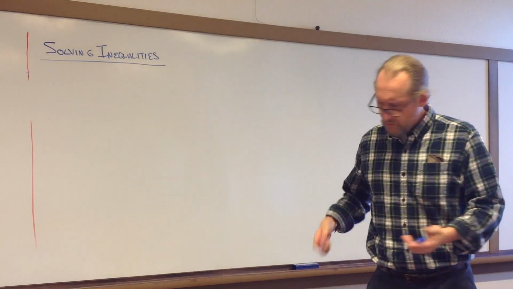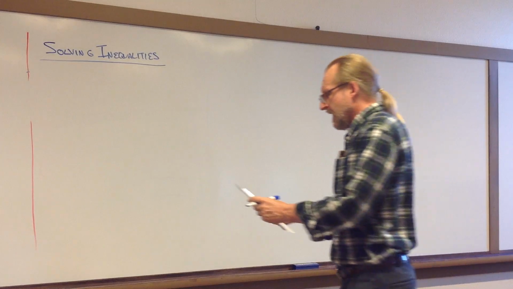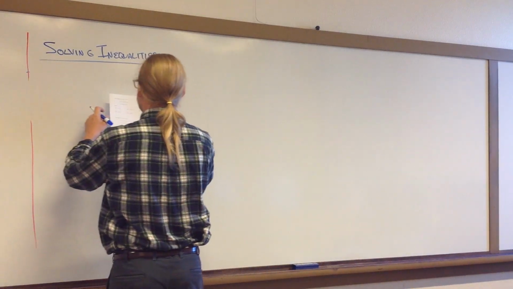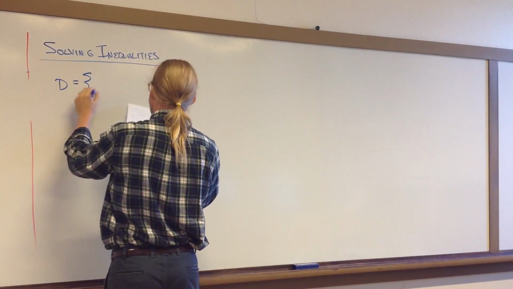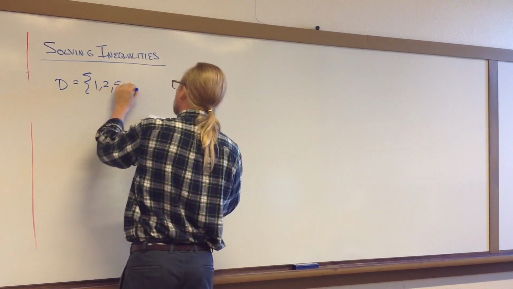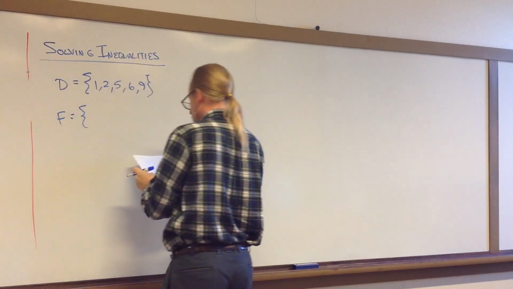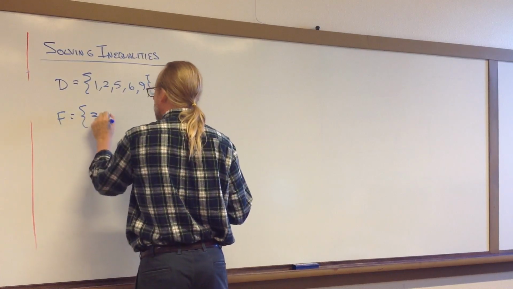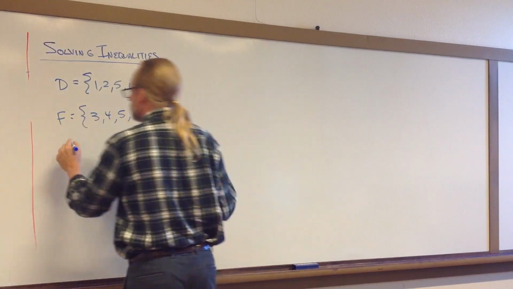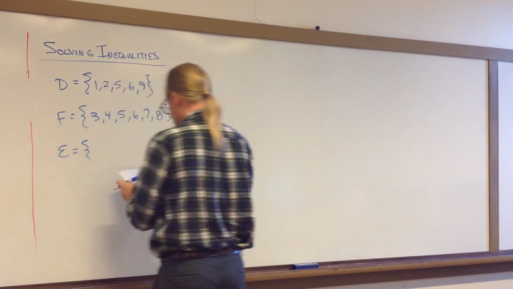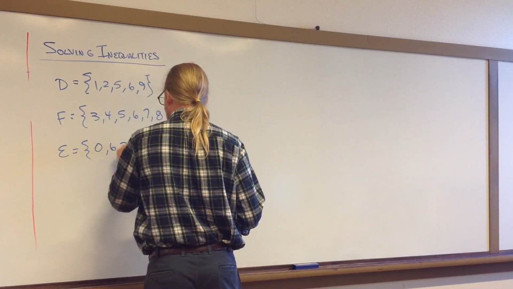So this works with sets of numbers or letters or really anything at all. So let's look at what we're working with here. In the first group, we've got set D: 1, 2, 5, 6, 9. Set F is 3, 4, 5, 6, 7, 8. And set E is 0, 6, 7, 8, 9.